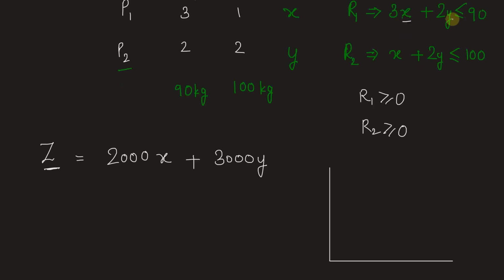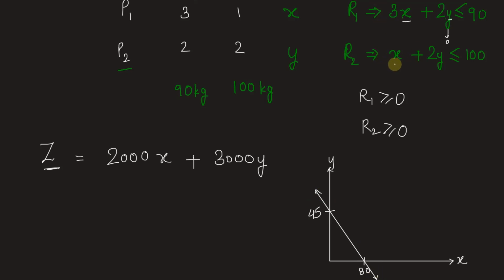When we put x as 0, we get y as 45 in this equation. So one point on the y-axis is 0, 45. While on the x-axis, if we put y equal to 0, we get x as 30. So the other point is 30, 0. So this is the first constraint.